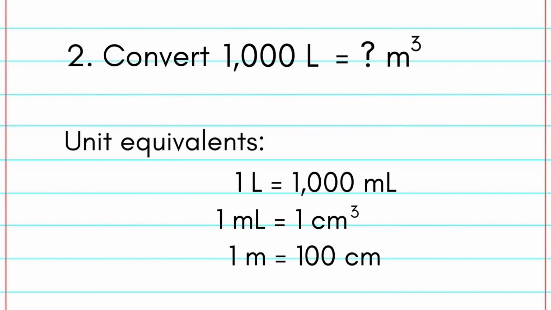Let us now solve problem number 2. Convert 1,000 liters to cubic meters, wherein the unit equivalents that we will use will be the following. 1 liter is equivalent to 1,000 milliliters. 1 milliliter is equivalent to 1 cubic centimeter, and 1 meter is equivalent to 100 centimeters.